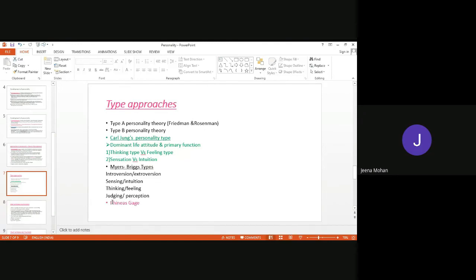What is the name? Phineas Gage. What happened? He is actually a railroad construction worker, and he met with an accident. An iron rod penetrated his brain while he was working, and it came out through his left cheek.